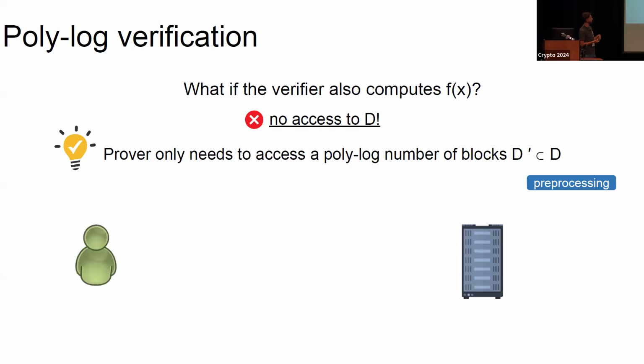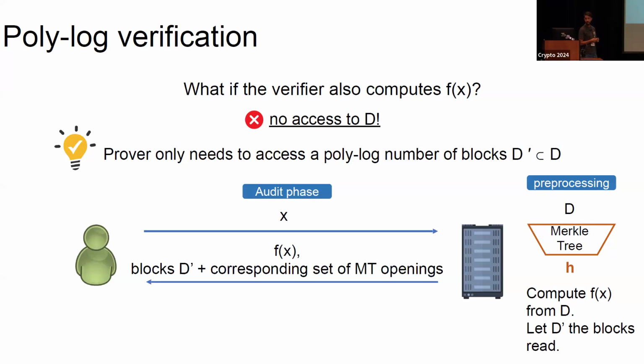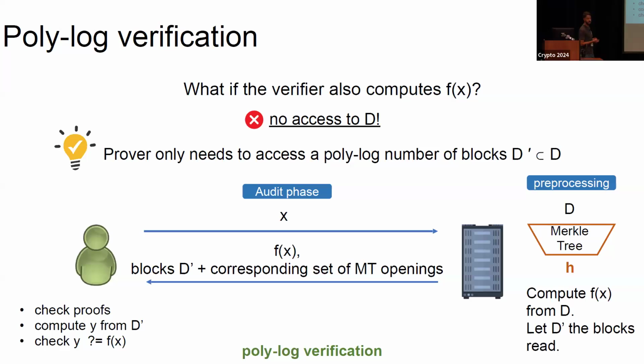And that's essentially the solution, because in the preprocessing, when you encode the file, you also commit over the blocks of the data structure using a Merkle tree. This is done honestly, as I told you before, so you publish the digest. Then in the audit phase, you get a random point. The prover reads some blocks, and as a proof, it sends back f of x, the blocks read, and the Merkle tree openings. Now, assuming that the digest is honest, you simply check that the Merkle tree openings are correct. So now you know that the blocks are the correct blocks of the data structure. You can compute y using these blocks, and then compare y with f of x.